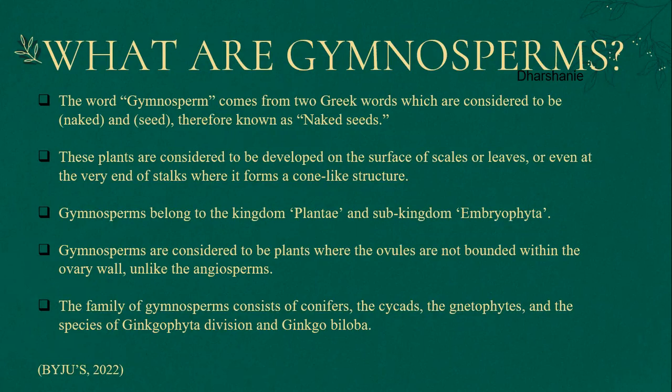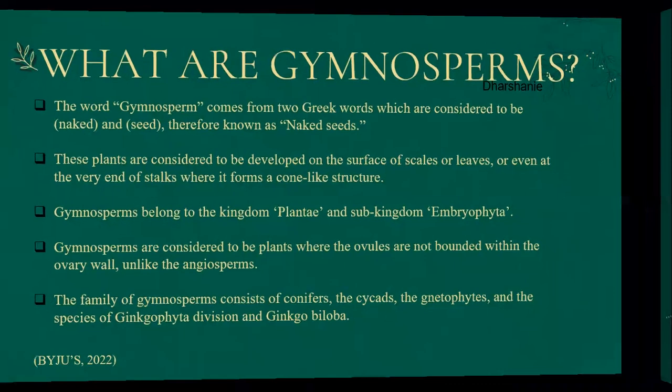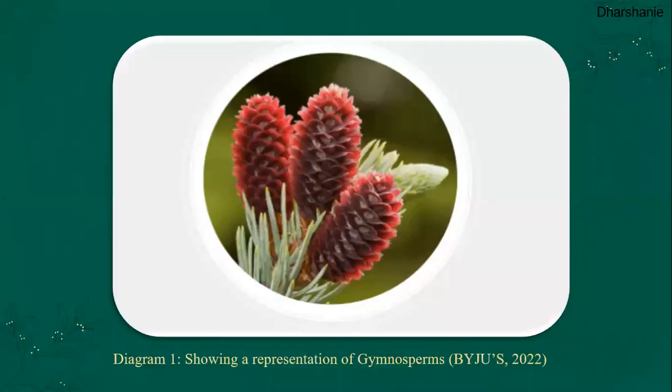Gymnosperms belong to the kingdom Plantae and the subkingdom Embryophyta. Fossil evidence suggests that they originated from the Paleozoic era. Basically, gymnosperms are plants in which the ovules are not enclosed within an ovary wall, unlike angiosperms. The ovules are said to remain exposed before and after the fertilization process, before developing into a seed. The family of gymnosperms consists of conifers, cycads, gnetophytes, and the species of the Ginkgophyta division, Ginkgo biloba. The diagram basically describes what a gymnosperm looks like.